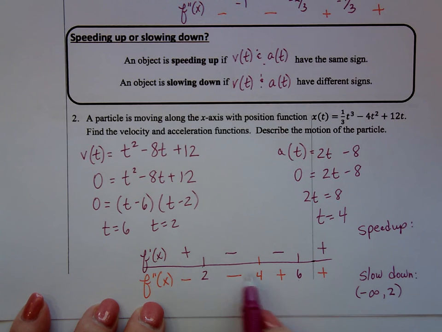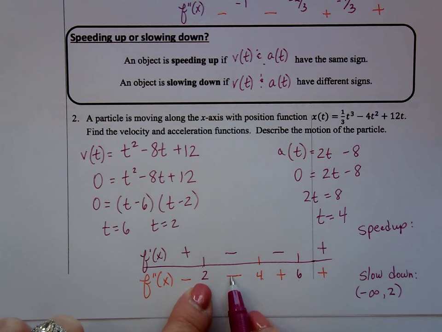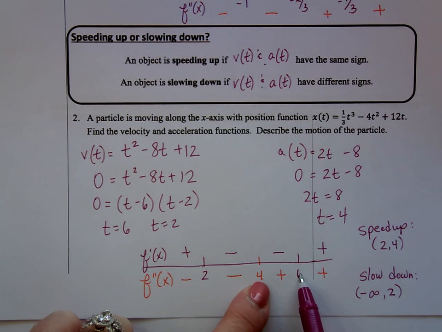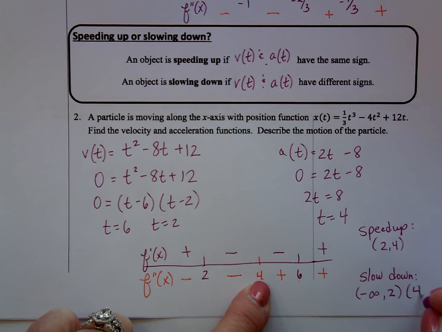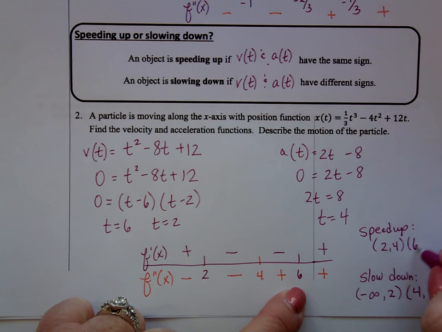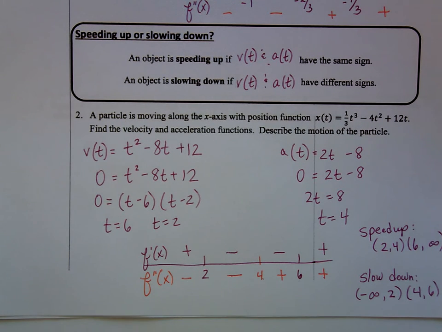Then from 2 to 4, they have the same signs, they're both negative. That's speeding up. Then they have different signs from 4 to 6, slowing down. Then they have the same signs for the rest of the time, from 6 to infinity. And so with that combined sign chart, it just makes it really easy.